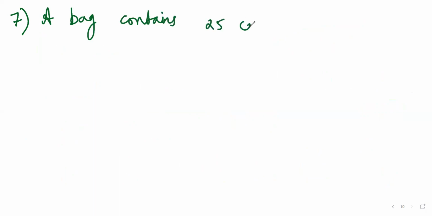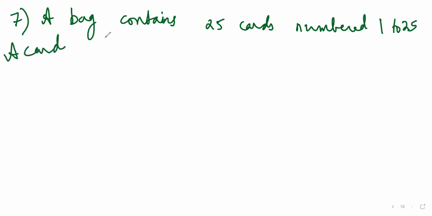And then moving on, see we have this sum. A bag contains 25 cards numbered 1 to 25. Okay. So it's like you have cards and each one of them you have put numbers. A card is drawn at random.